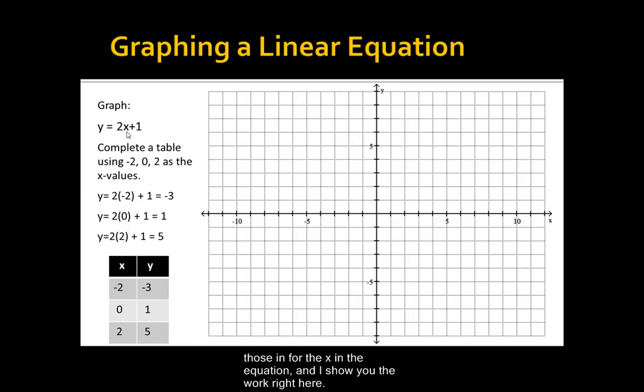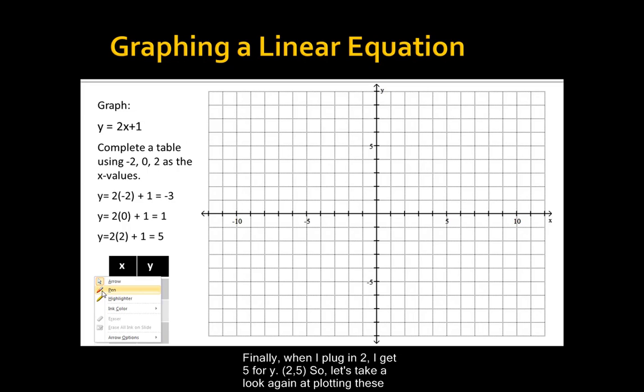I substitute those in for the x in the equation, and I show you the work right here. This was 2x plus 1, so now it's 2 times -2, which is -4, plus 1 gives me -3. So the first ordered pair I have in my table, -2 is what I put in, -3 is the value I got. I do the same thing with 0. 2 times x would now be 2 times 0, plus 1 gives me 1. When I plug in 0, I get 1. Finally, when I plug in 2, I get 5 for y.